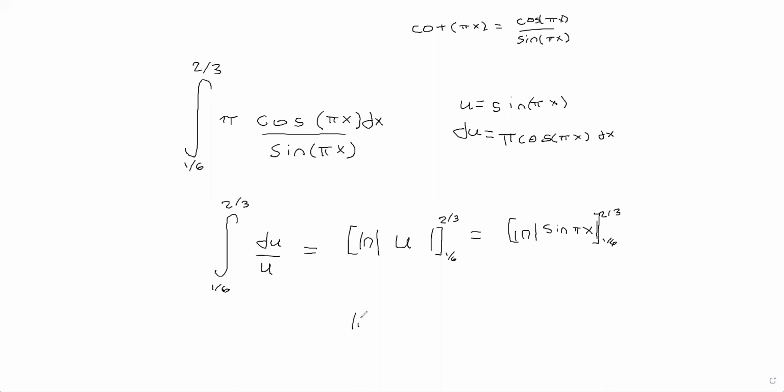So let's go ahead and evaluate this thing. We're going to use the second fundamental theorem of calculus that tells us that whenever we have a definite integral situation like this, we're going to plug in our top endpoint for x. So we're going to get natural log of sine of pi times x. That's going to turn into sine of pi times 2/3. And then the second part of the fundamental theorem of calculus tells us that we're going to do the same thing, except that we're going to subtract this time, and we're going to plug in our low endpoint for x. We're going to plug in 1/6 this time for x. So it's going to be natural log of sine of pi times x, or natural log of sine of pi times 1/6.